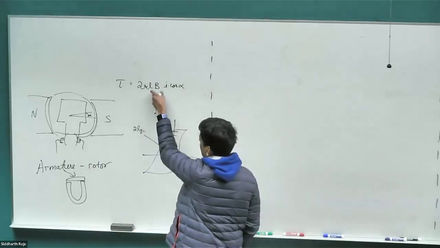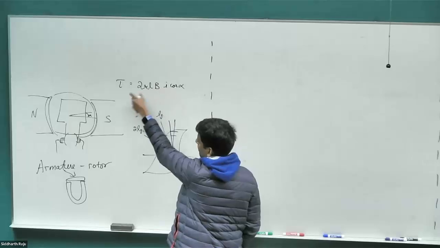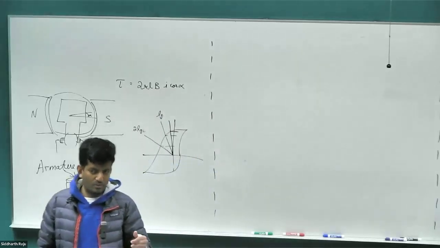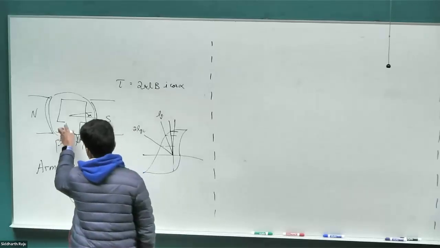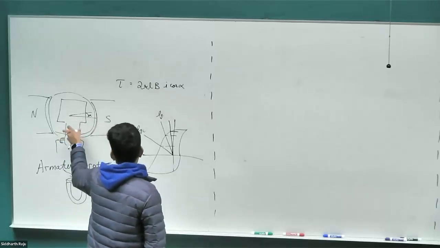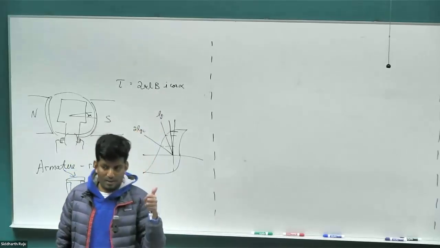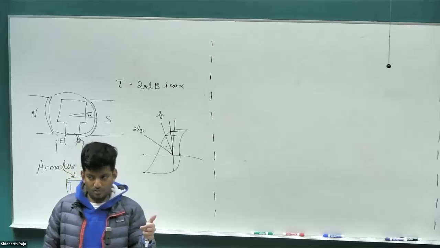So if my B goes down, then my I has to go up to produce the same amount of torque. If I want the same performance in a motor, one in air gap, one with iron core, in the air gap the B field would be enormously small. That means the I must be extremely large. And if I is large, you're going to have a lot of losses in your motor.